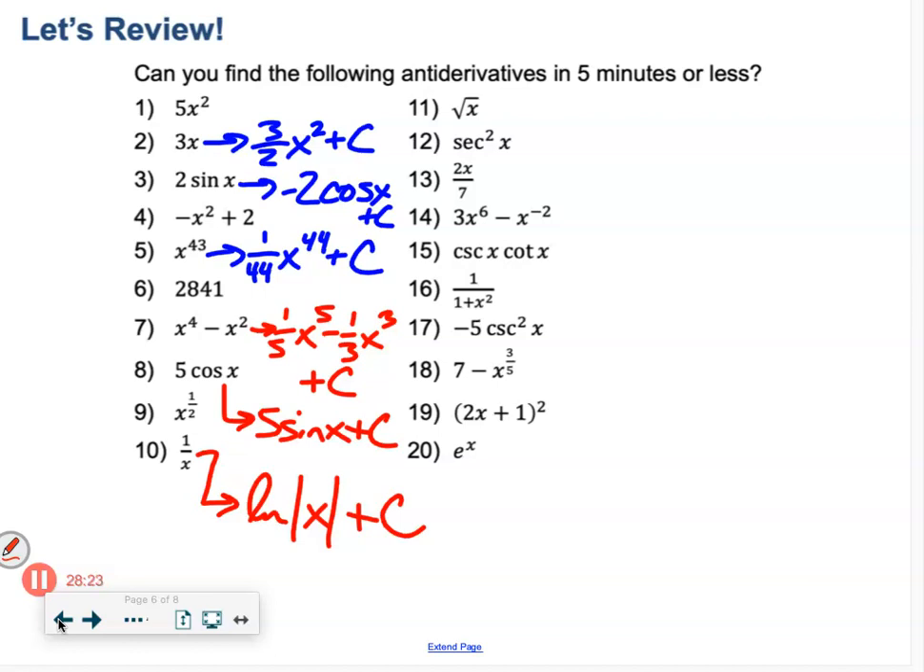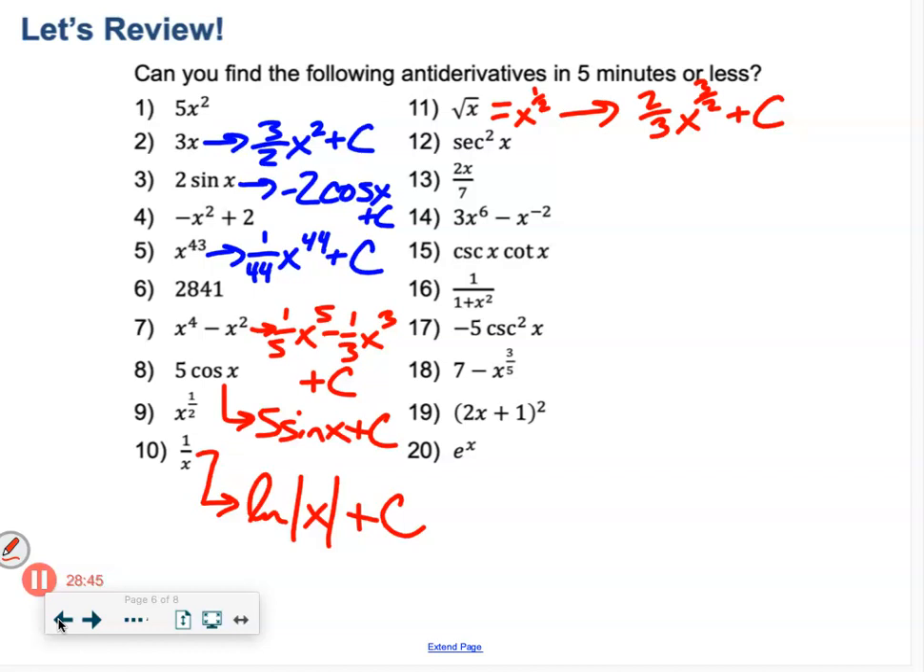All right, 11. Square root of x. This is the same thing as x to what power? 1/2. So the antiderivative, 1/2 plus 1 is 3/2. When you divide by 3/2, it's the same as multiplying by 2/3. So you get 2/3 x to the 3/2 plus c.